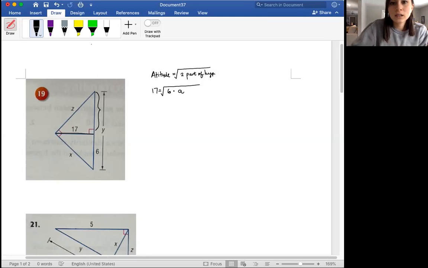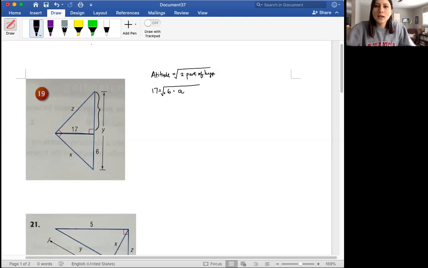Now, when we are trying to work backwards and we've got a square root, we can just square to cancel it out. So if we square here, the square root cancels out with the square. However, if we square on one side, we have to do it on the other side. So 17 squared is 289, I believe. And then you have no square root. You just have 6 times A because the square root is gone. Now to get A by itself, you would just divide by 6.